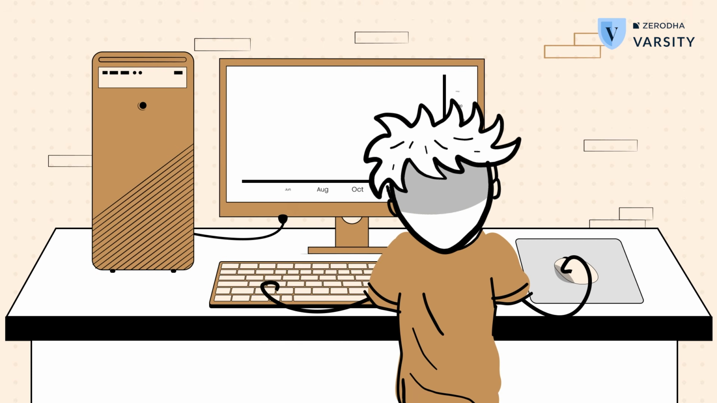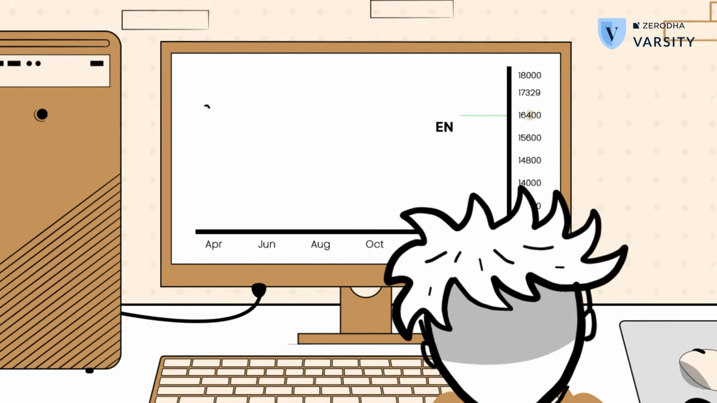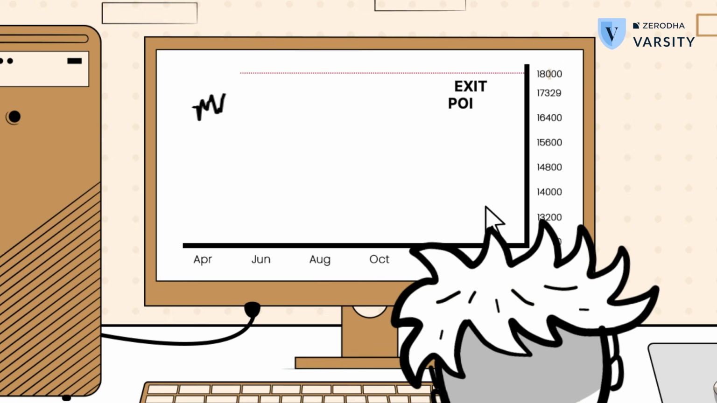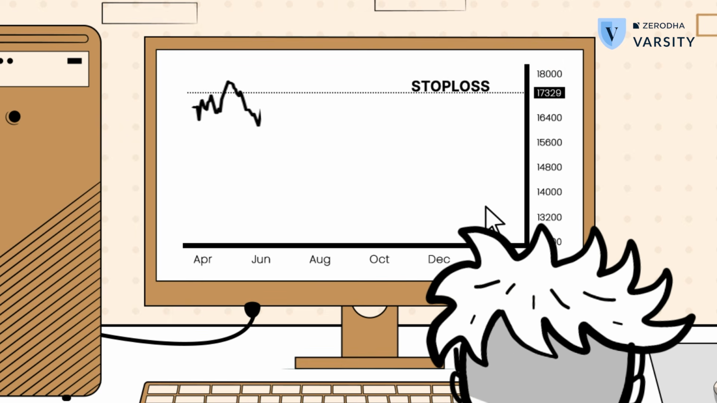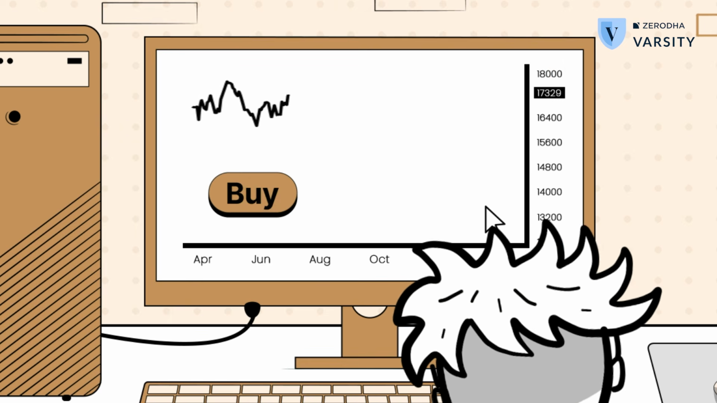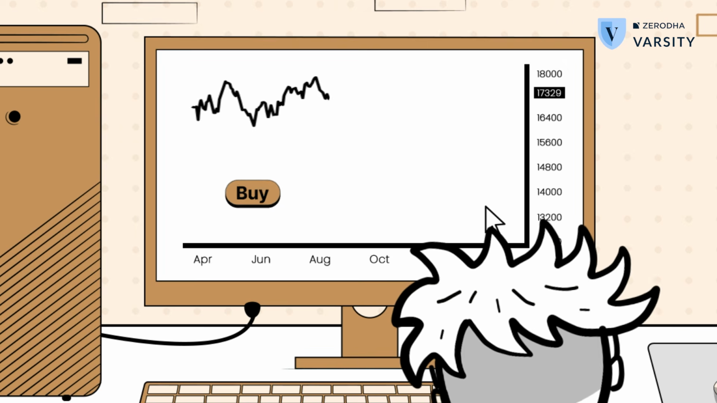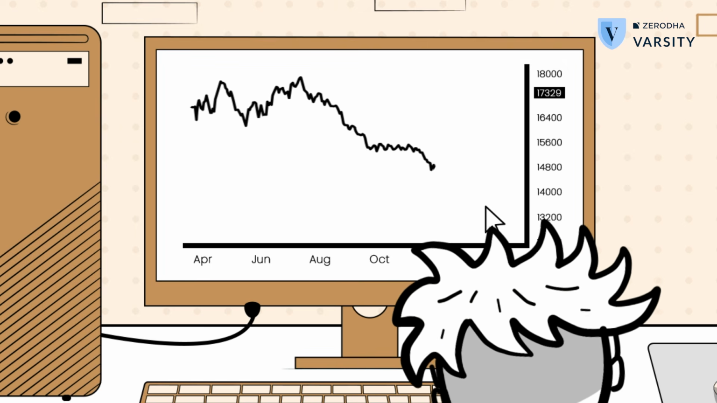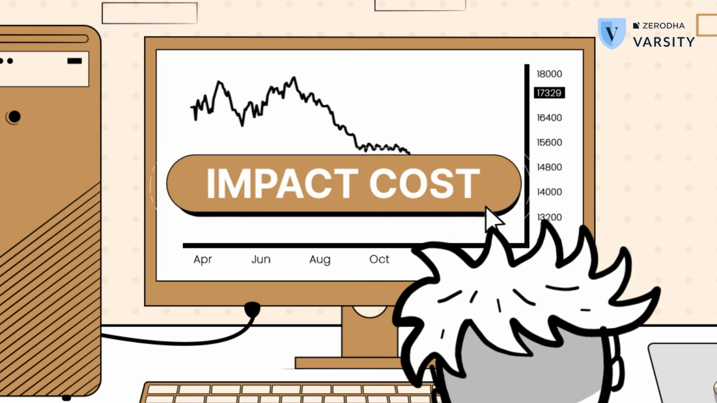Likewise with trading. Imagine that you've identified a perfect trade. You have planned well for this. You have identified your entry point, you've identified your exit point, and you've also identified a meaningful stop loss for the trade. But at the time of placing the order, you carelessly place an order which results in a loss, which you have not anticipated. And this loss can be attributed to something called an impact cost.